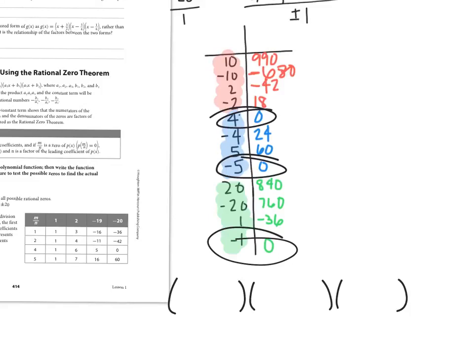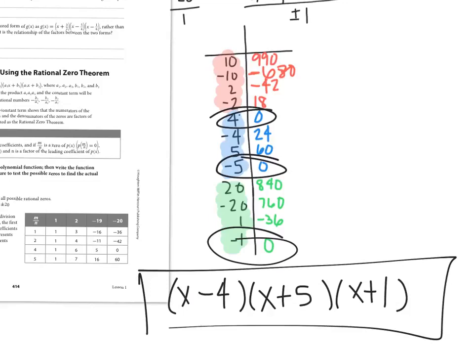What's my first factor? X plus 4. X minus 4. What's the next one? X plus 5. And what's the last one? X plus 1. That is my factorization of that problem.